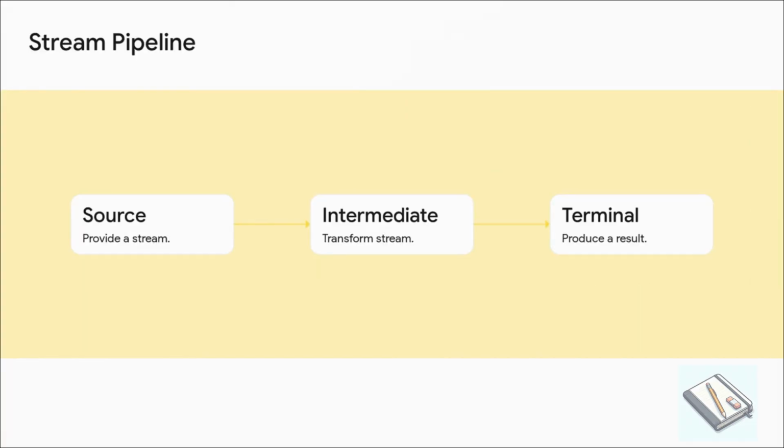Now, under the hood, a stream essentially works as a pipeline, and every stream pipeline has three main parts. First, you've got your source, like calling list.stream. Then you have an intermediate operation, something like filtering. And finally, you wrap the whole thing up with a terminal operation, like forEach, which actually triggers the process.